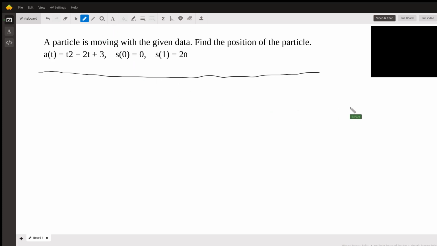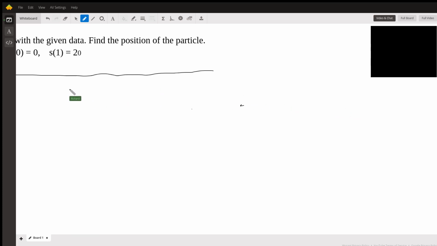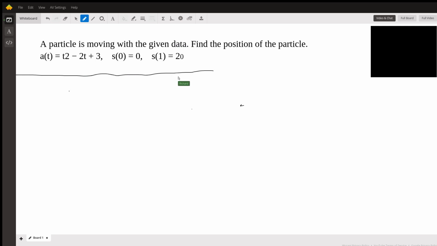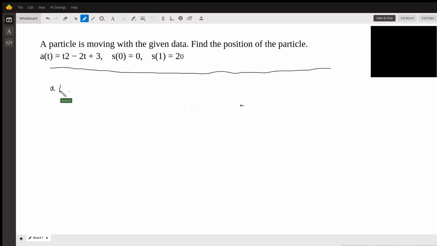Okay, so I'm just getting set up here. So we'll start with the acceleration function, which is being given to us. Let's start with that. So a of t is equal to t squared minus 2t plus 3. So this is the acceleration of the particle at any time t.